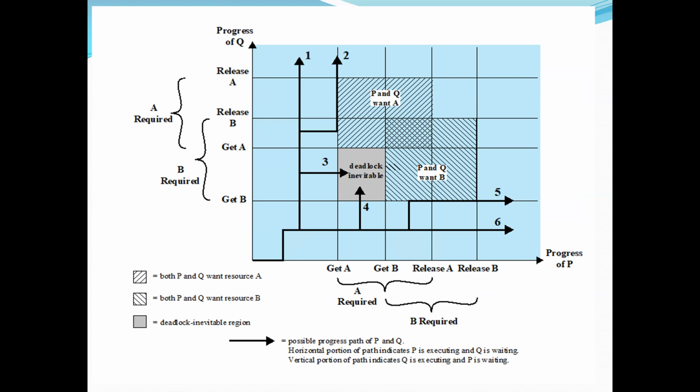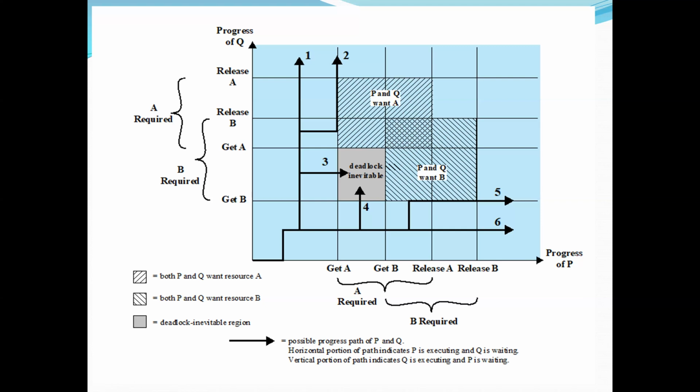Now the joint progress of the two processes is represented by a path that goes from the origin in the northeastern direction. For a uniprocessor system, only one process at a time may execute. The path consists of alternating horizontal and vertical segments, with a horizontal segment representing a period when P executes and Q waits, and a vertical segment representing when Q executes and P waits.